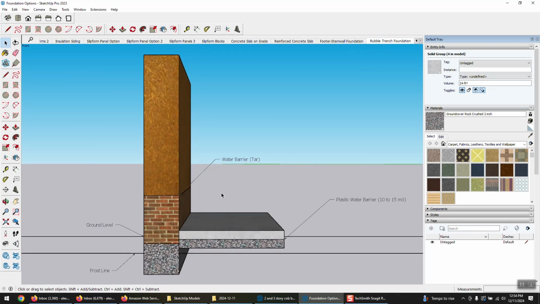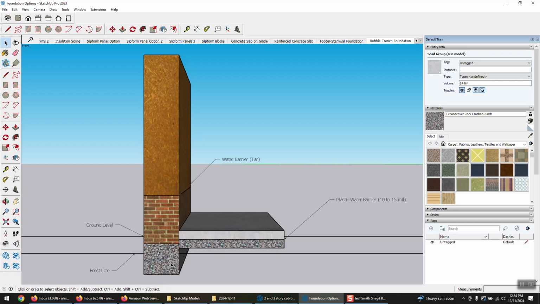Now here we have what's called a rubble trench foundation. This is also a good style foundation. It has a lot of history, and it's very low cost and practical. However, the downside to this system is that if you're trying to get permits or follow codes, you're not likely going to be able to build a foundation this way.